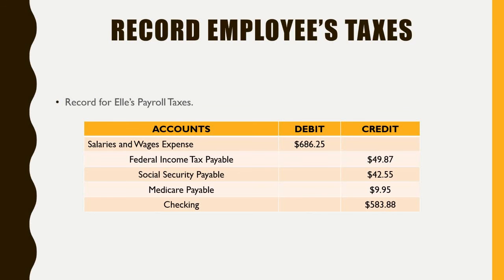So now we're going to calculate how much total paycheck I'm actually going to write to L. So we have an account called salaries and wages expense, and that's going to be considered your total earned income. So again, L made $15.25 multiplied by 45. Her total salaries and wages expense is going to be $686.25. However, you need to take out the federal income tax from her paycheck, which we calculated earlier, for $49.87. You also need to take out Social Security, which was for $42.55. And then lastly, you need to take out the Medicare, which was for $9.95.